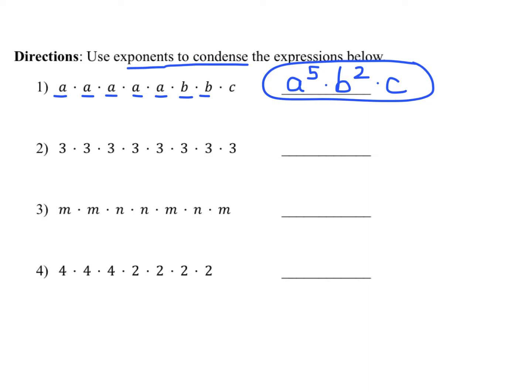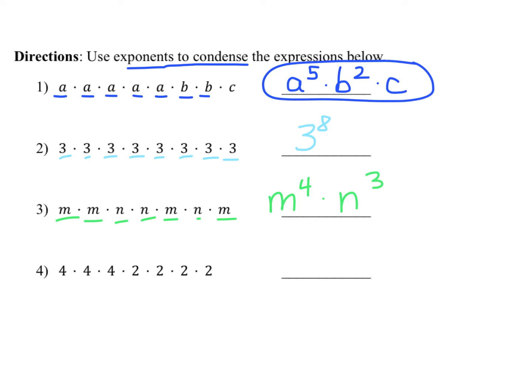How many 3's do we have for the next one? Just count them up. 1, 2, 3, 4, 5, 6, 7, 8. So the condensed version is 3 to the 8th power. Okay, next we have a mix of m's and n's. How many m's? 1, 2, 3, 4. So m to the 4th. And how many n's do we have? 1, 2, 3. n to the 3.